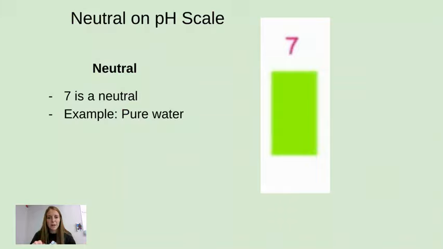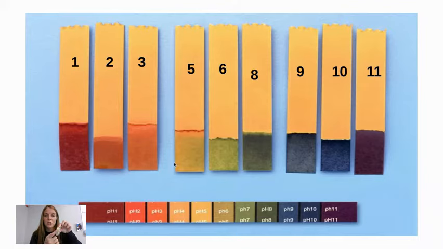So this is just an image of some of the paper that I was showing you that I'll show you during live sessions. This is just the paper after being dipped in different substances. So you can see that the color changes from that orangish yellow color to the colors that correspond with it at the bottom. So like this deep dark red is a 1, then it gets kind of like an orangish reddish color, and that's your 2 and 3s.